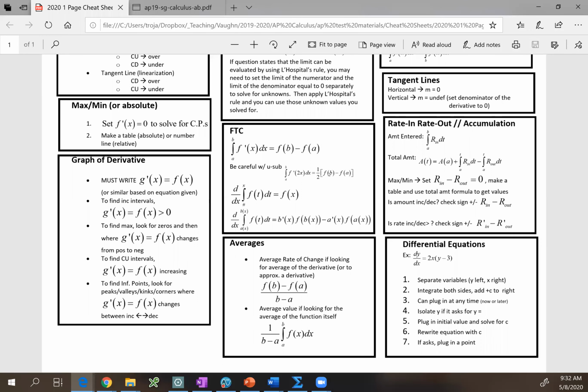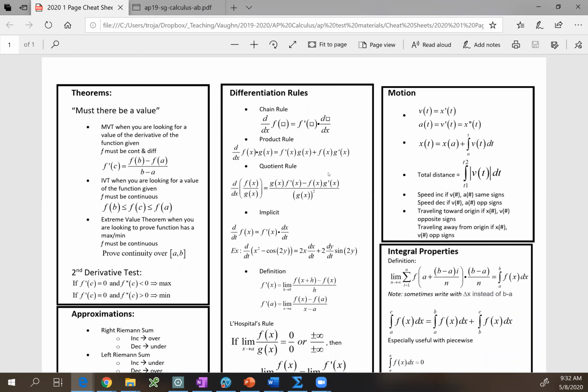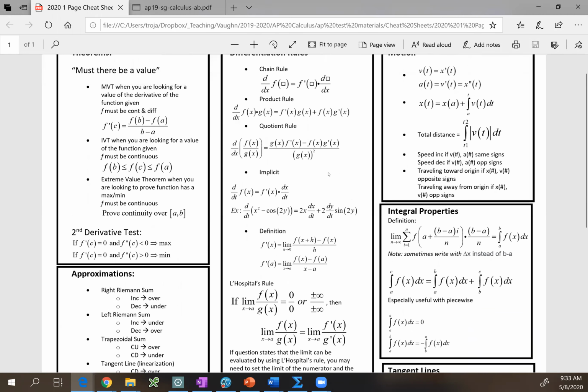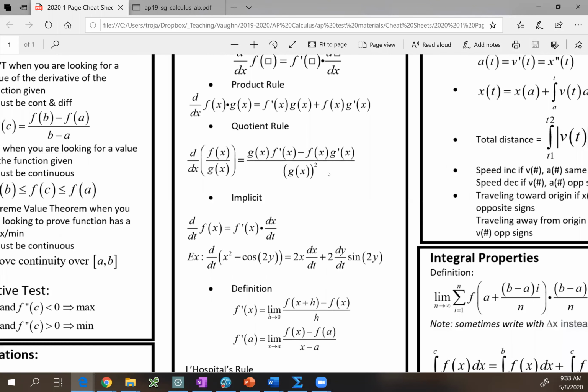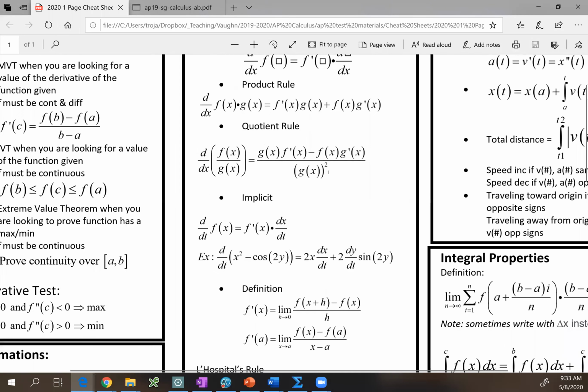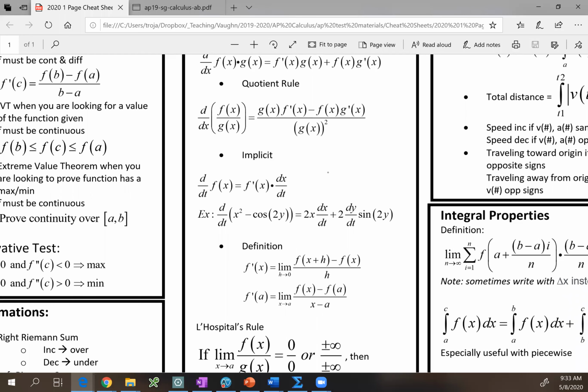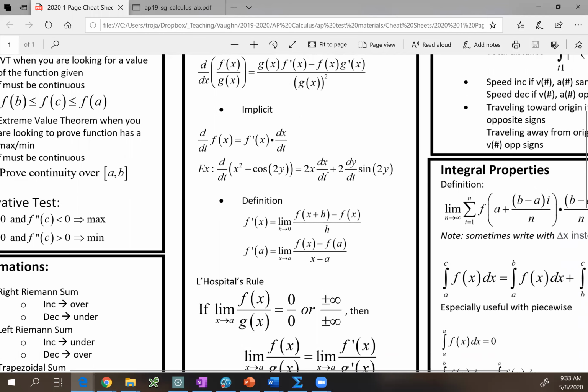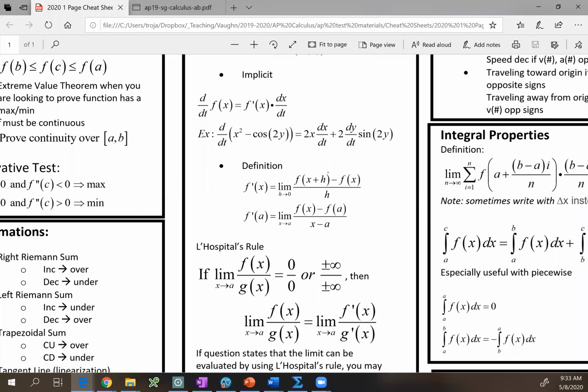For graph of derivatives, here's a bunch of things. I'm not going to read through all of those here. I think you can do that on your own. A bunch of differentiation rules: chain rule, product rule, quotient rule. Make sure we're careful with our parentheses on these, right? Like for f of x and g of x here, we would want to make sure that they're both in their own parentheses. Same thing with quotient rule. g of x is in its own parentheses. f prime of x is in its own parentheses. Implicit, I put a little example here as well. I did an example with dy/dt since they're both going to get implicit.